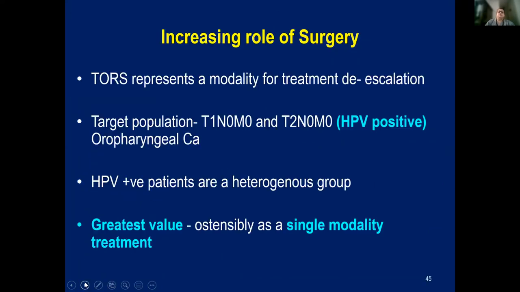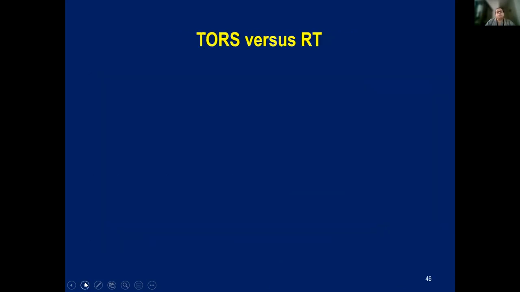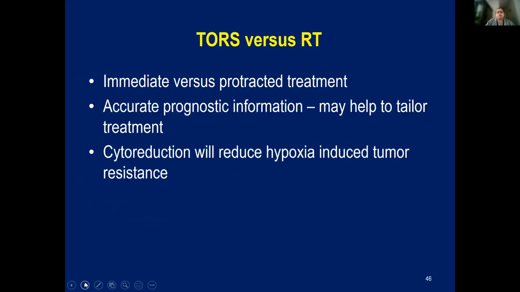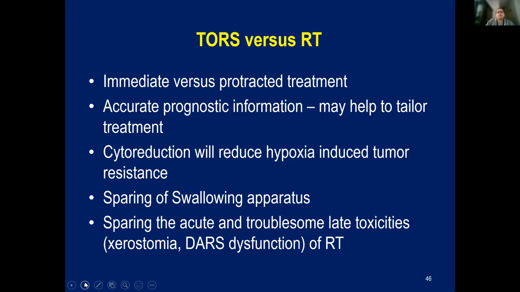Now, increasing role of surgery, till date we could say that there was no randomized trial to study surgery versus radiotherapy, but of course the main advantage of TORS was that immediate versus protracted treatment, accurate prognostic information would be available, and cytoreduction would enable reduction in the hypoxic volume of the tumor, sparing of the swallowing apparatus, and sparing the acute and troublesome late toxicities.